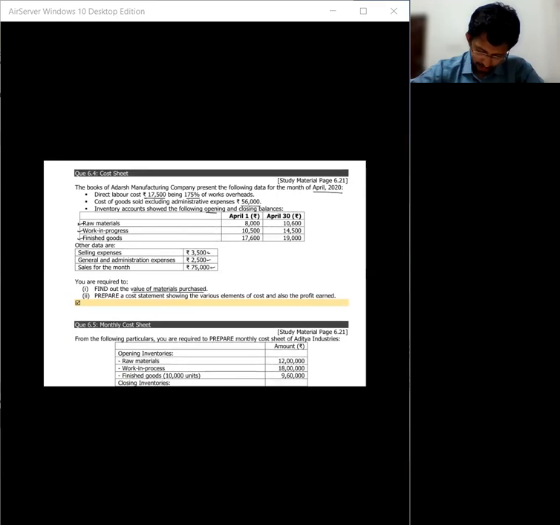Now, what is the second aspect? Prepare a cost statement showing the various elements of cost and also the profit earned. So you have to prepare a cost sheet. Once you compute the materials consumed, then you have all the details to prepare your cost sheet. So you go ahead and prepare the cost sheet.